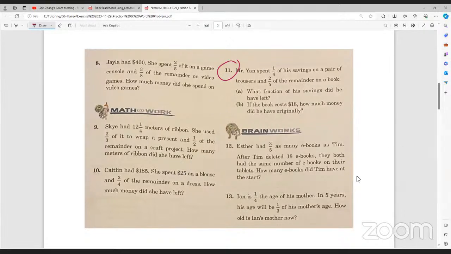So first of all, number 11. Mr. Yan spent 1/4 of his savings on a pair of trousers and 2/5 of the remainder on a book. So the first one is 1/4 of his savings, and the second one is of the remainder. The first question is, what fraction of his savings did he have left? And the second is, if the book costs $18, how much money did he have originally?